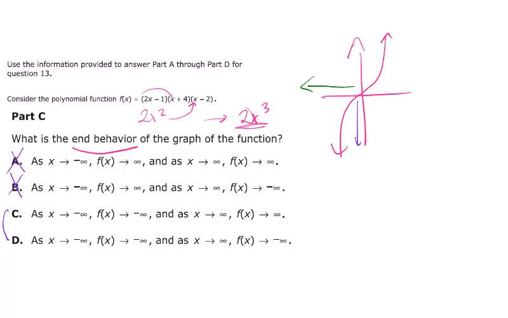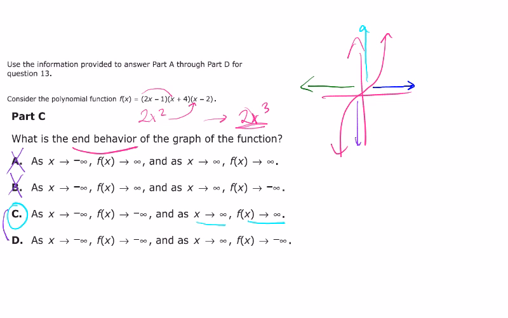Alright, so then we just have to figure out what happens on the right. On the right side, as x approaches positive infinity, f of x approaches positive infinity, so it's going to be c. Alright, so that's part C, and that's what end behavior is.